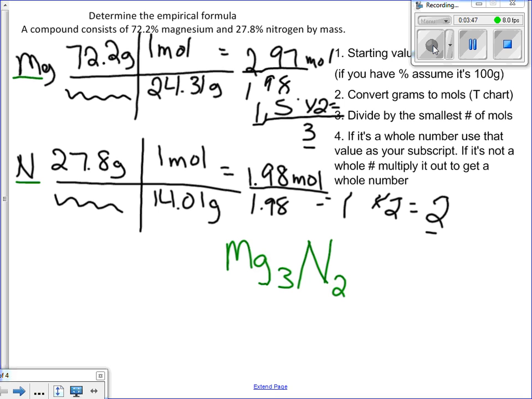We multiply the value of magnesium by 2, we also have to multiply the value of nitrogen by 2. So down here I have 1 times 2 equals 2. And then I plug these whole numbers in as subscripts in my formula. And so Mg3N2 is my final answer. All right, let's look at the next one.